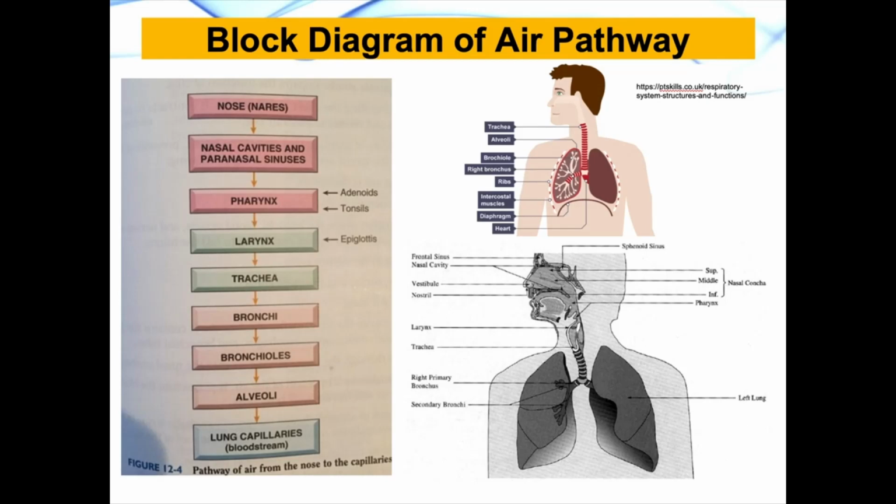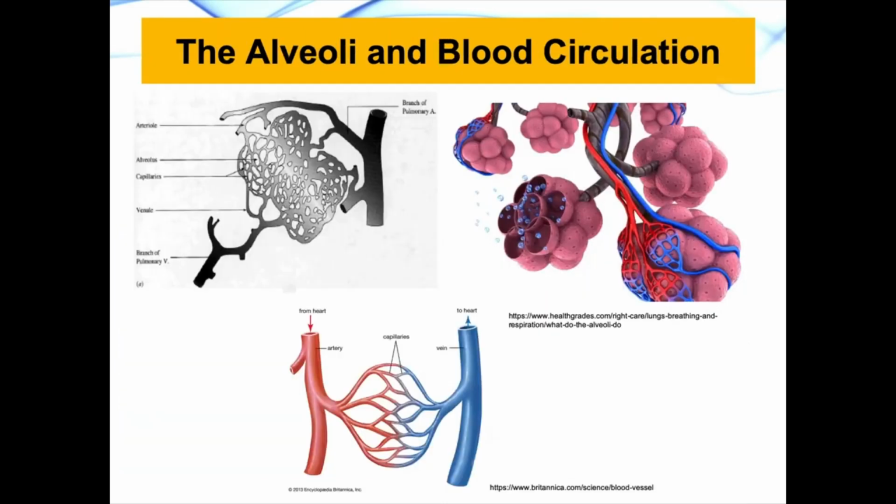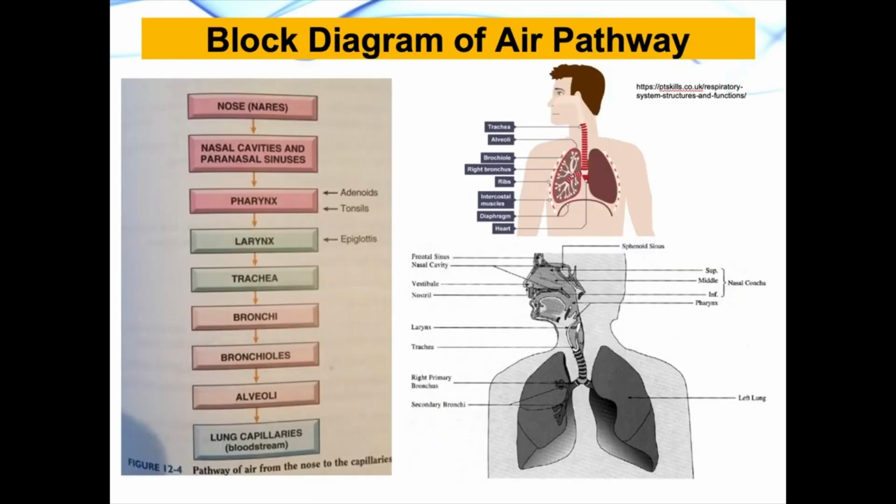I would like to explain the block diagram of the air pathway. So we start with the nose for air to flow in, and then you have the nasal cavity and the sinuses, and then the pharynx, and then you go to the larynx, and then you have the trachea, and after the trachea you have the bronchi and the bronchioles, and then you end up with the alveoli, which are anatomical parts of the respiratory system. And then you end in the lung capillaries, and those are the lung capillaries where the exchange actually takes place in the respiratory system.